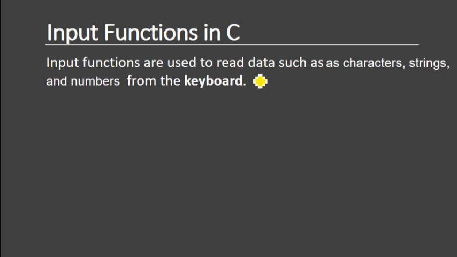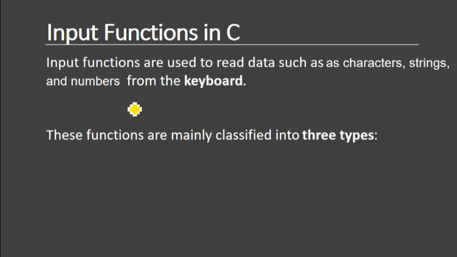Input functions are used to read data such as characters, strings, and numbers from the keyboard. These input functions are mainly classified into three types: getchar function, scanf function, and gets function. getchar is used to read only a single character. scanf is used to accept characters, strings, as well as numbers, and the gets function is used to read strings only.